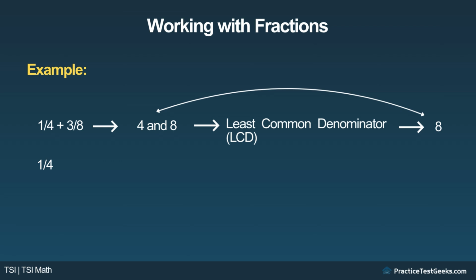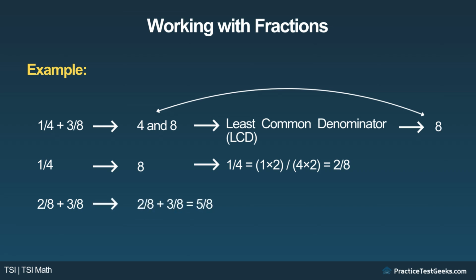Step 2. Convert 1/4 to eighths. To make 1/4 into a fraction with a denominator of 8, multiply both the numerator and denominator by 2. 1/4 is equal to 1 multiplied by 2 over 4 multiplied by 2, which equals 2/8. Now we have 2/8 plus 3/8. Step 3. Add the numerators. Since the denominators are the same, you can add the numerators directly. 2/8 plus 3/8 equals 5/8.